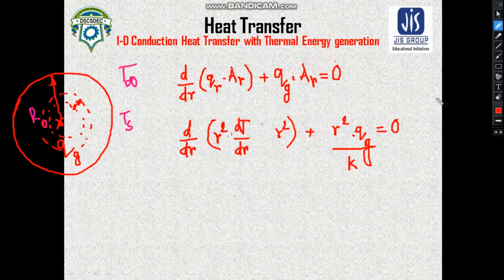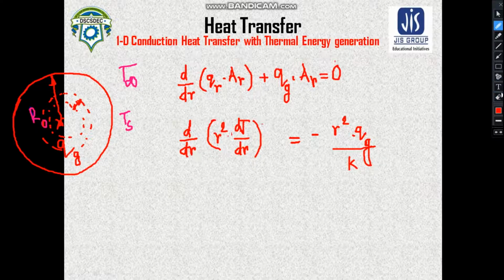That means we can now simply rewrite this equation in this format as d/dr of r square dT/dr plus r square qg by k equal to 0. Now just a little bit of rearrangement, we will find that this becomes minus of qg by k into r square. That is very simple. Now we would like to integrate the equation.